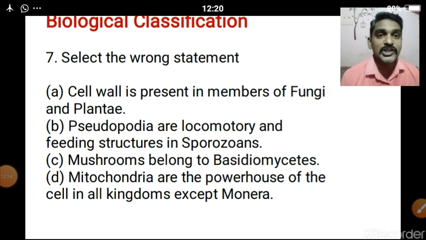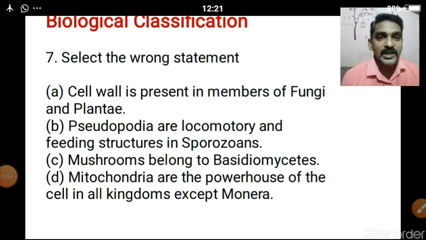It is made up of a protein coat. So in the 5 kingdom classification, from Monera to the higher Animalia, only animals don't have a cell wall, whereas fungi and plants will be having a cell wall. First option is right. The second option will be coming later. So next, C: mushrooms belong to basidiomycetes. This is also direct, mushrooms belong to basidiomycetes only. And mitochondria are the powerhouse of the cell in kingdoms except Monera, because Monera consists of bacteria, unicellular organisms. Bacteria don't have mitochondria. They don't have cellular organelles except ribosomes.